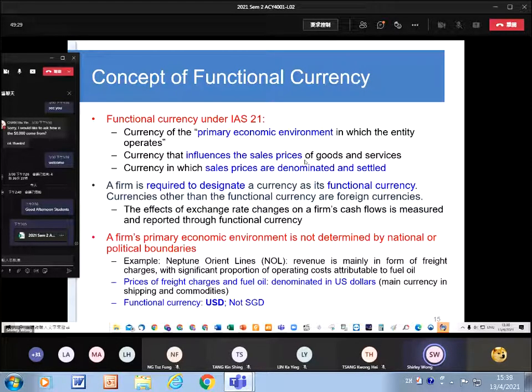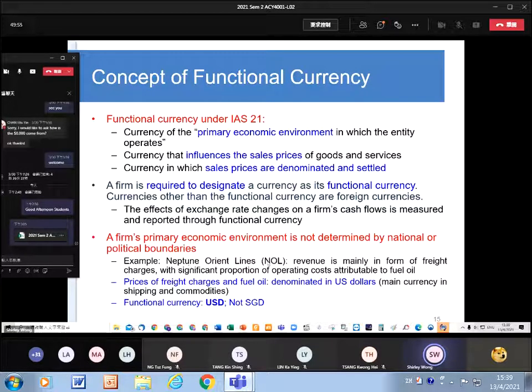So I want to set the selling price in Hong Kong dollars, but I was not able to do so because of some reason. I need to set the selling price in another currency, or your selling price should be denominated or settled in another currency. So let me give you an example to think about why your sales price will be influenced, why your sales price should be denominated or settled in some currency. So here is an example.